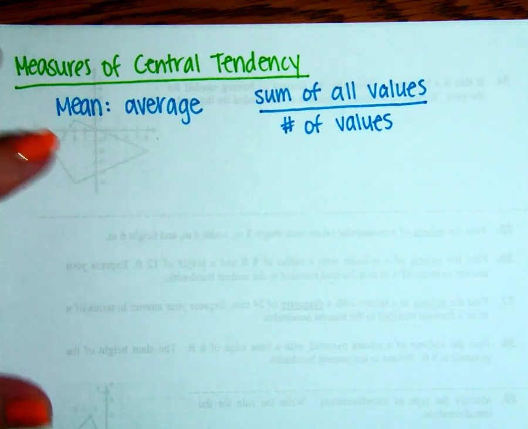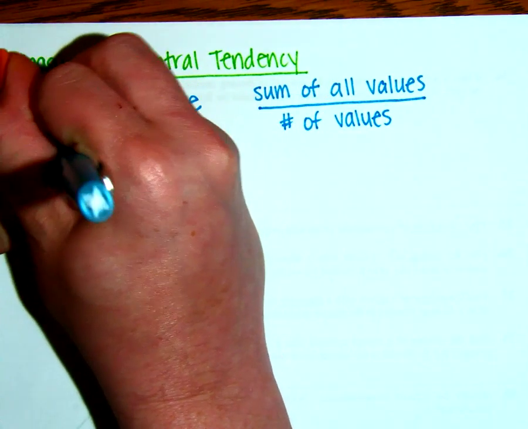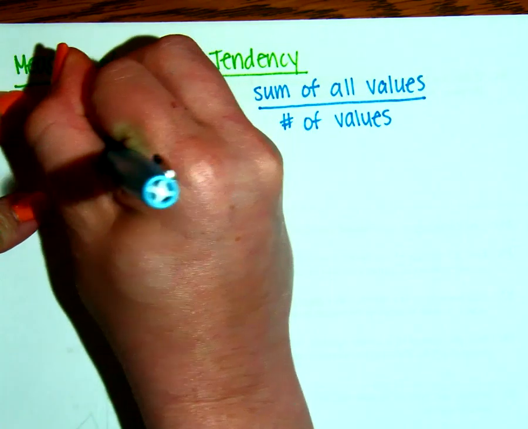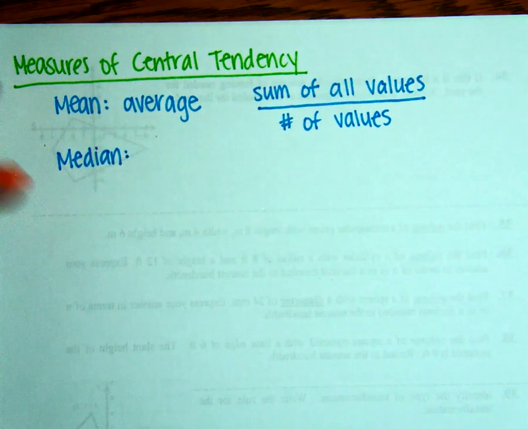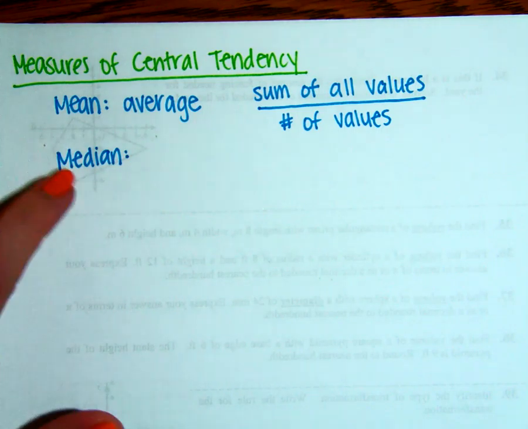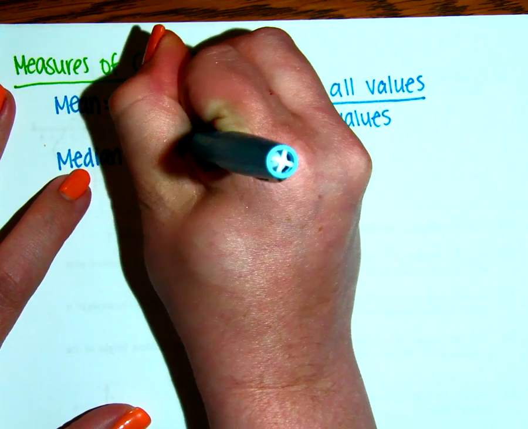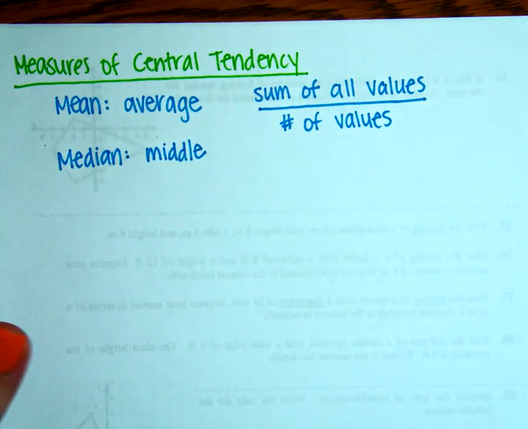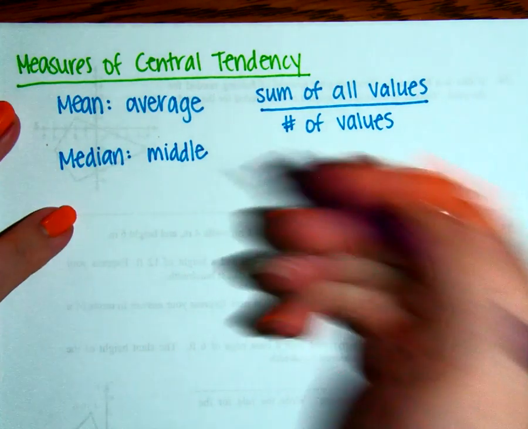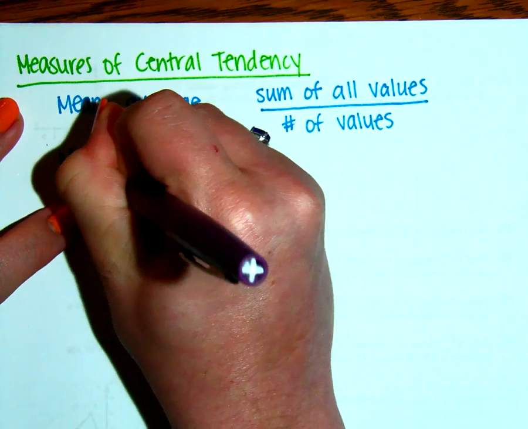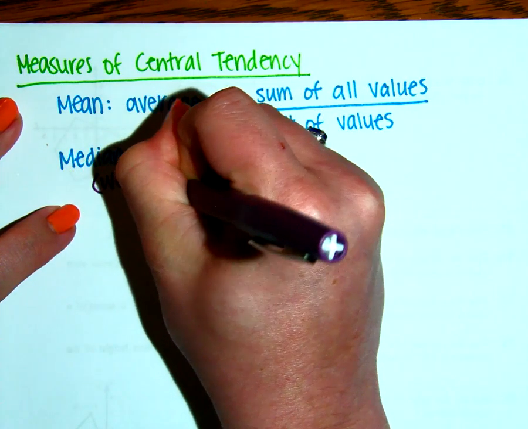The next measure of central tendency is known as the median. The median on the road is that thing that prevents you from crossing into oncoming traffic, whether on the highway or the interstate. So when I think about a median, I think about what is in the middle. And in order for us to find median, we have to order our data.